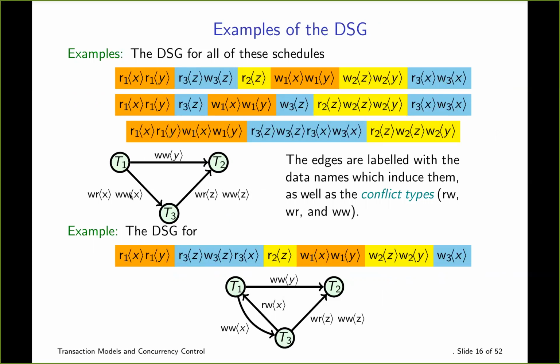So what we see here is T1 writes Y, then T2. Transaction 1 does a write of Y here, and then the next transaction that does a write is 2. And that's why we have the write conflict there. It does a write of Y, and then 1 does a write of Y, and then 2 does a write of Y.